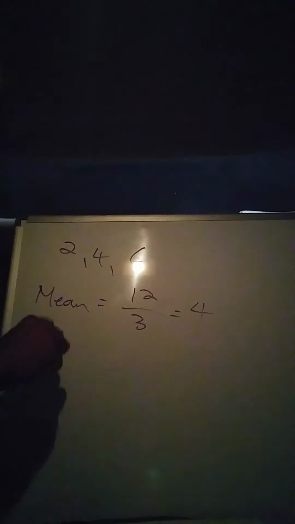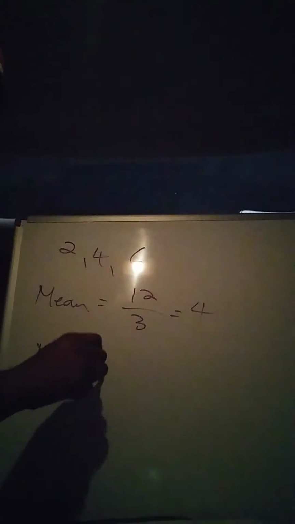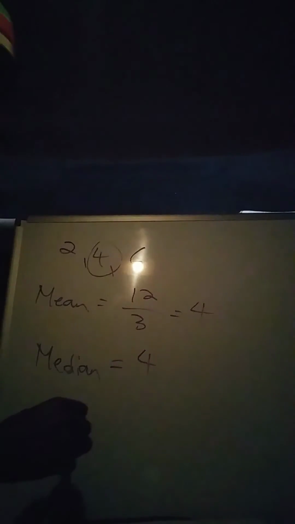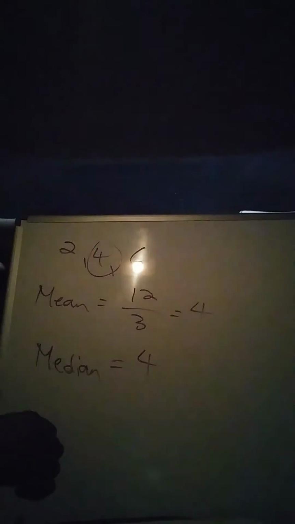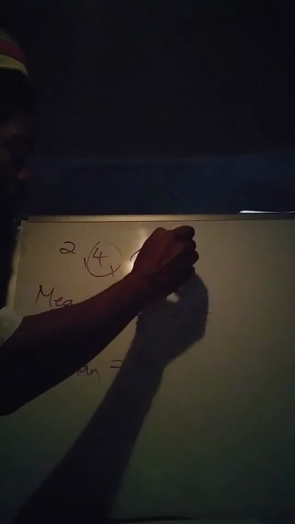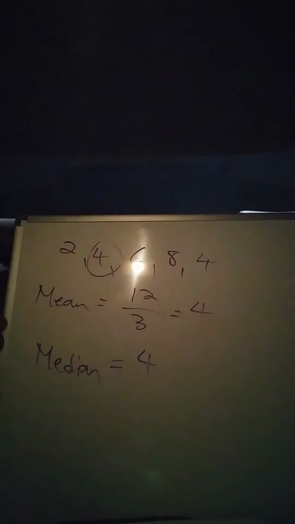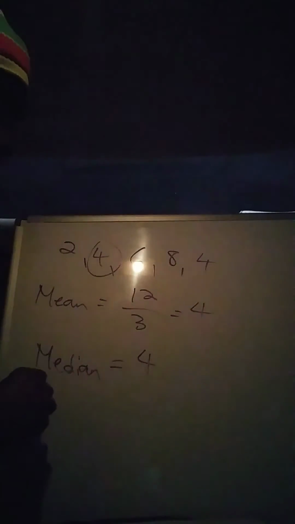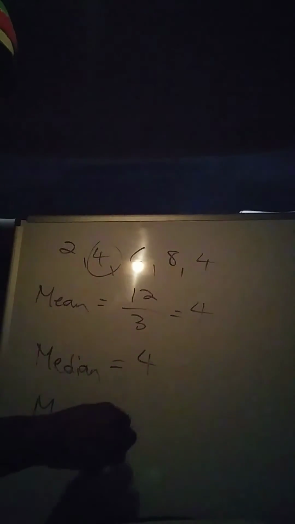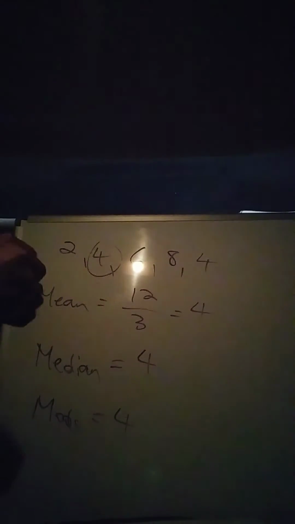So the mean would equal 4. The median would simply be the middle number once you organize the numbers from lowest to highest or highest to lowest. The middle number here would be 4, okay? And the mode, in this case, there is no mode because all the numbers appear the same amount of times. Now, if, for example, this were 2, 4, 6, 8, and 4, then the mode would be 4, because 4 appears twice and the other numbers appear only once, okay?